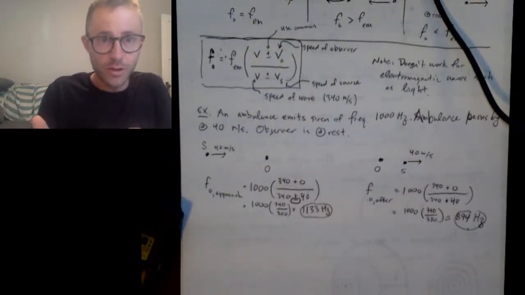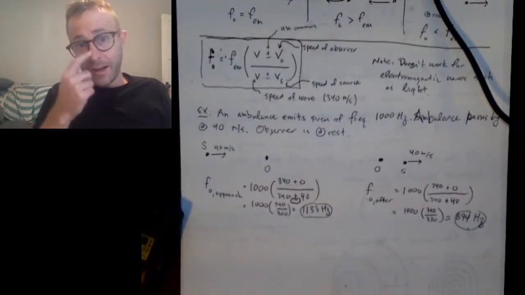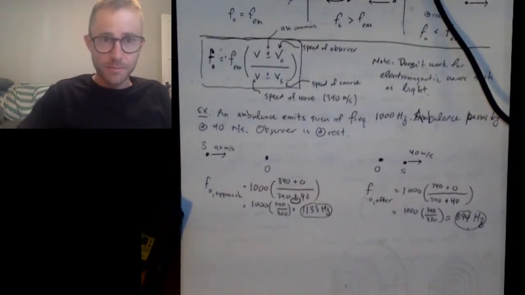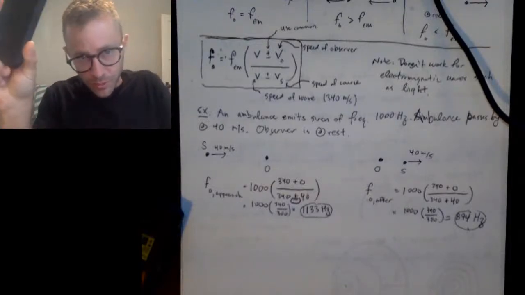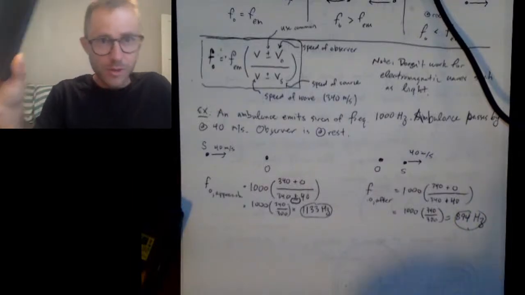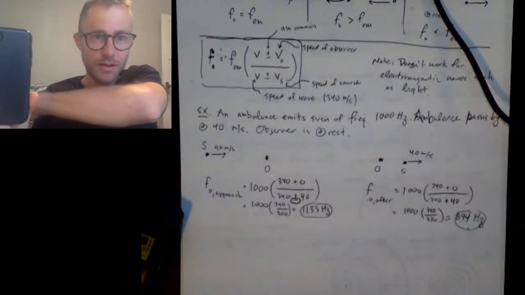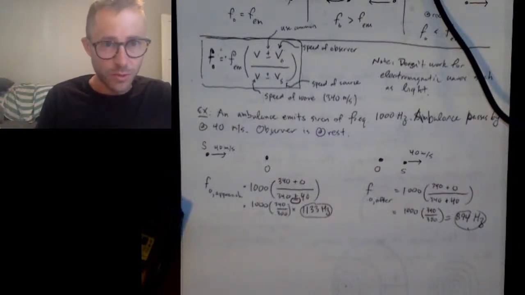So that's why you hear that change. And if you were standing outside with a spectrum analyzer, recording the frequency on approach and the frequency when it's going away from you, you could actually calculate the speed of the source.